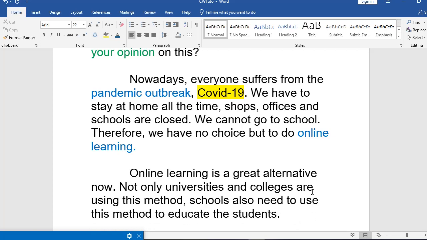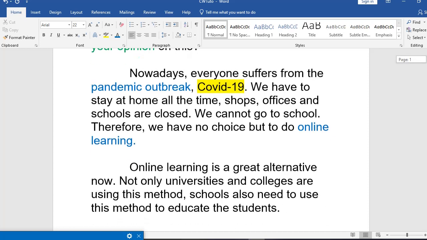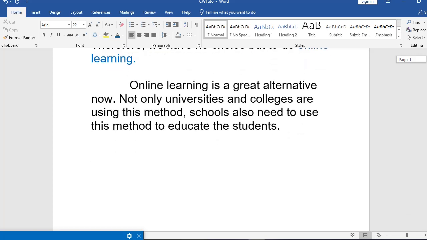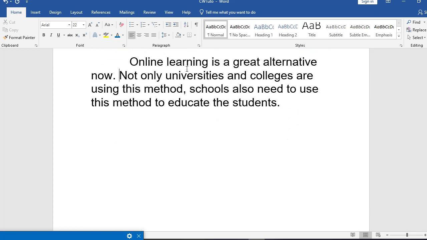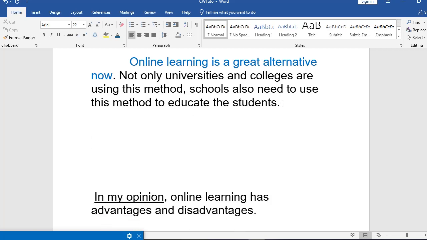Not only universities and colleges are using this method. Schools also need to use this method to educate the students. You need to sit for your SPM examination. Okay, you have no choice. You must study. You must learn something from the teacher. So the alternative is online learning. So this is the E1 of the word online learning again. Okay, not only universities and colleges. Okay, so this is your E3 or your E2. Schools need to use this method to educate the students.